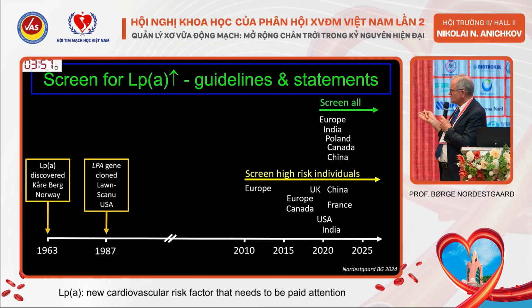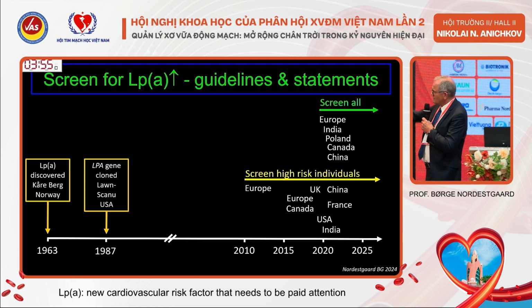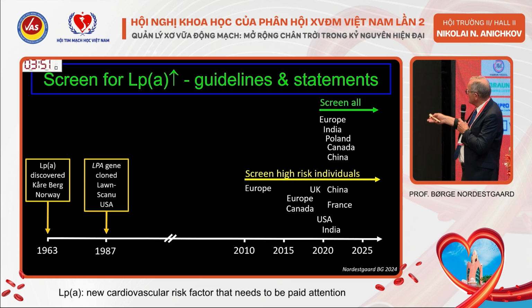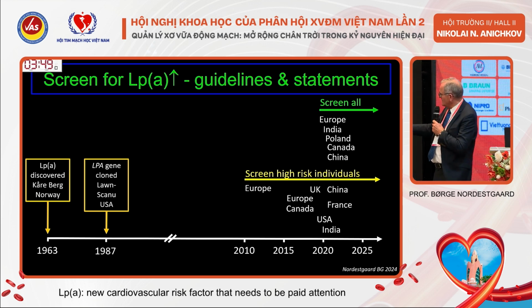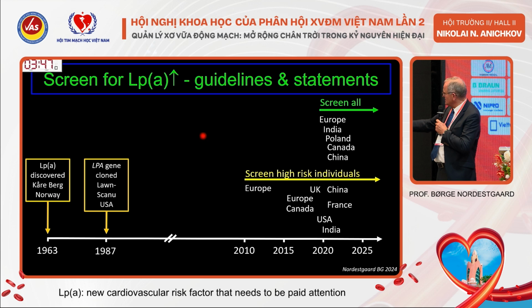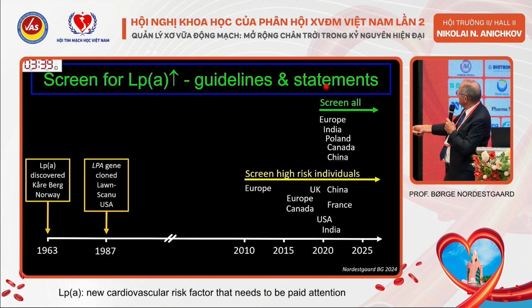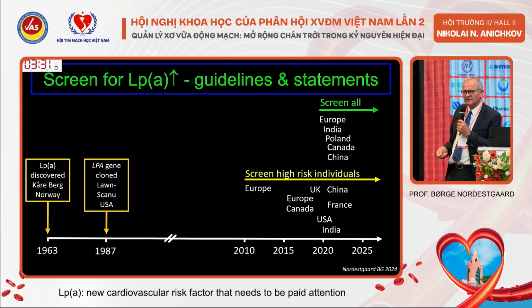And so, having a summary of the time scale, with Berg's discovery in 1963, then we have the Lp(a) clone, and then we started here in the European Atherosclerosis Society in 2010 to say let's screen high risk. And this was followed by many, many other guidelines worldwide. And then the EAS and ESC together in 2019 said let's screen everybody. And now this is also copied in a number of other countries. So there's a lot of guidelines that say this.